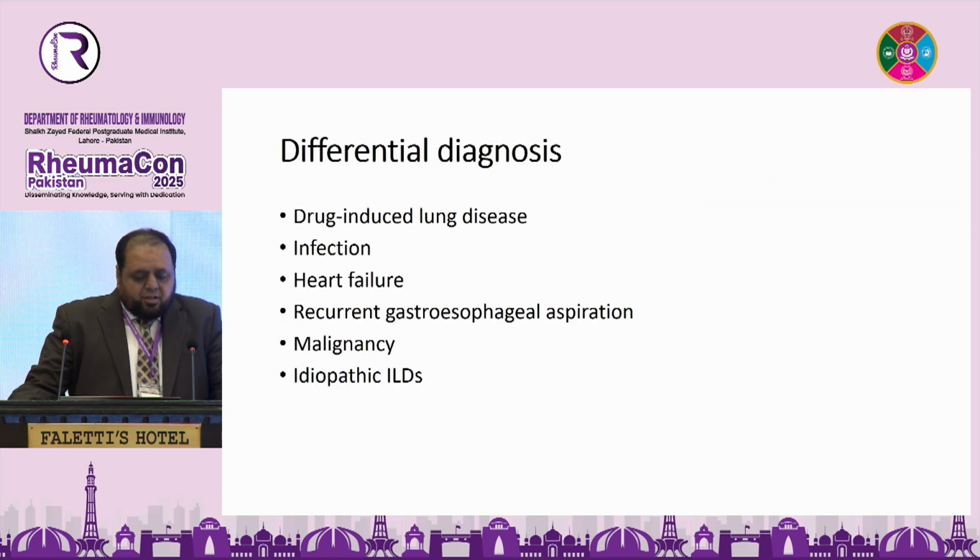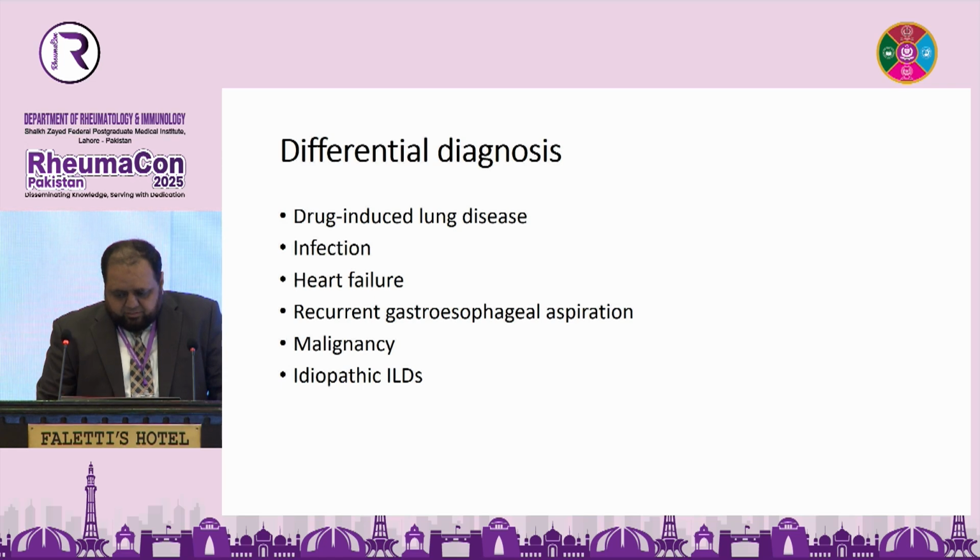Differential diagnosis of RA-associated ILD include drug-induced lung disease. If a patient is taking a drug with which interstitial changes can occur in rheumatoid lung, like methotrexate, infection, heart failure, recurrent gastroesophageal aspirations, malignancy, and idiopathic ILDs. So before labeling a patient with RA-associated ILD, we have to rule out these entities.